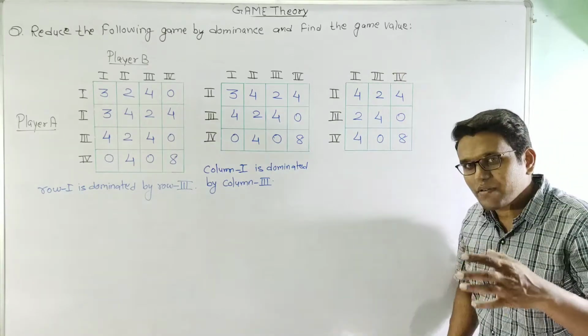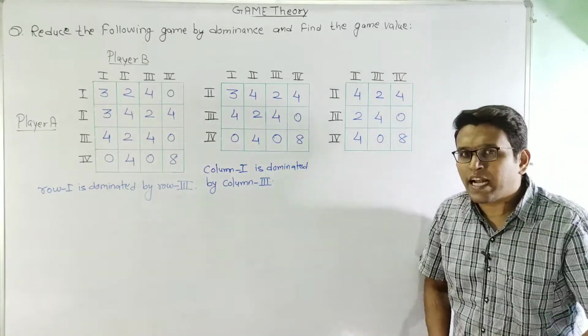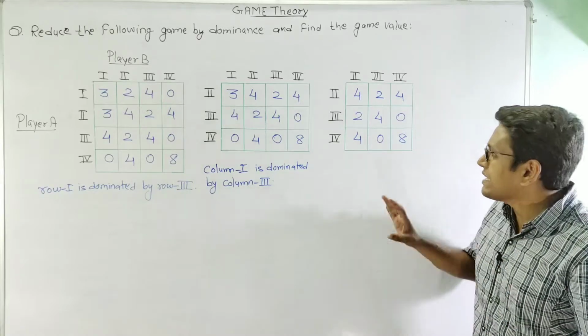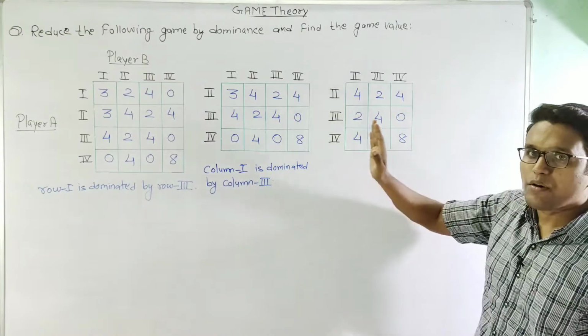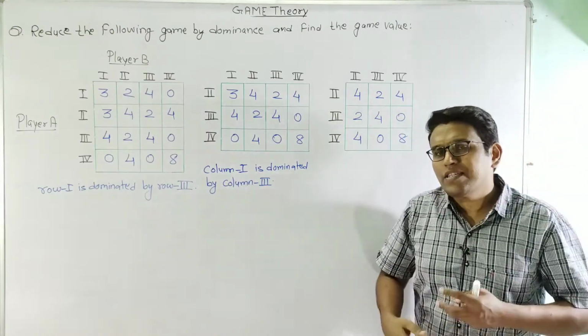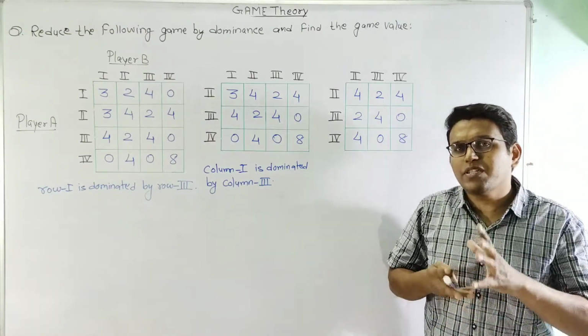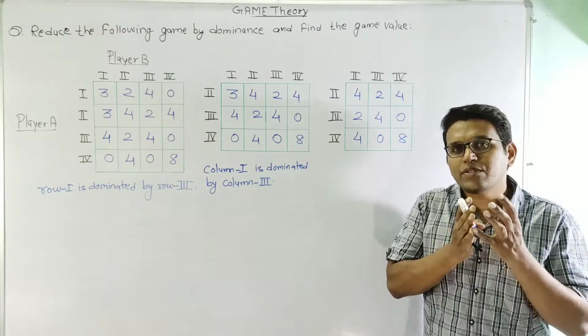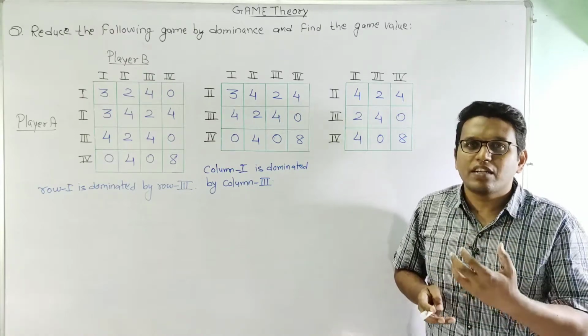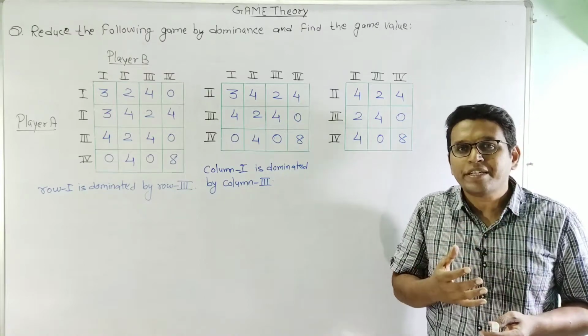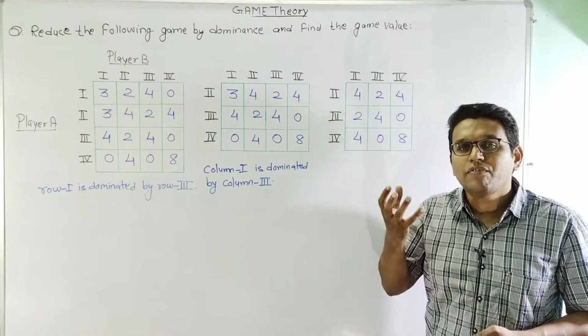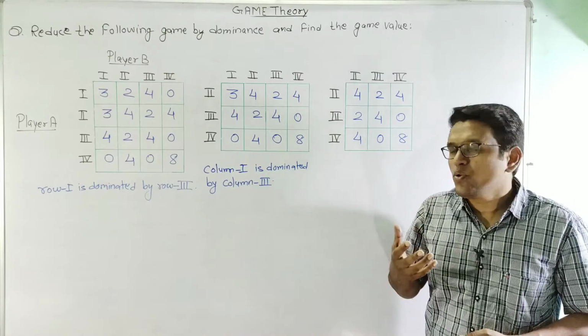So till now we have seen that we do not find any dominance individually by row or by column. Now in this particular situation, what we try to do is see if there is a chance that one row or one column is dominated by a combination of two rows or two columns.